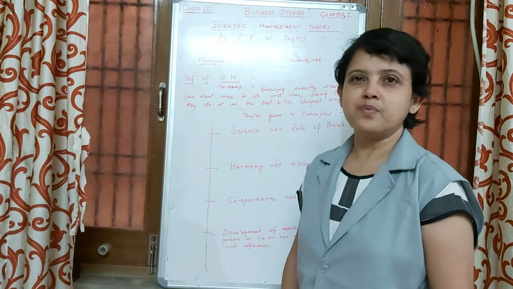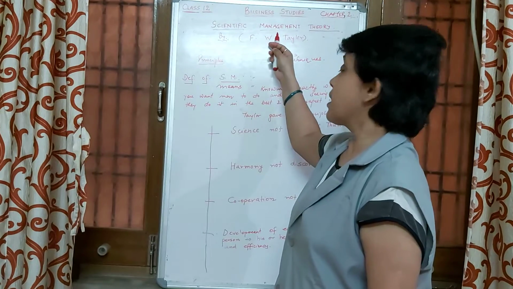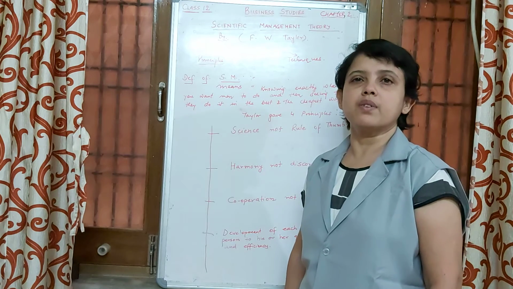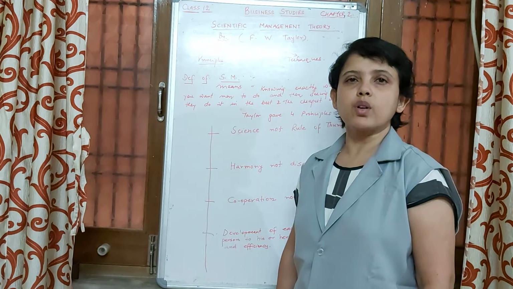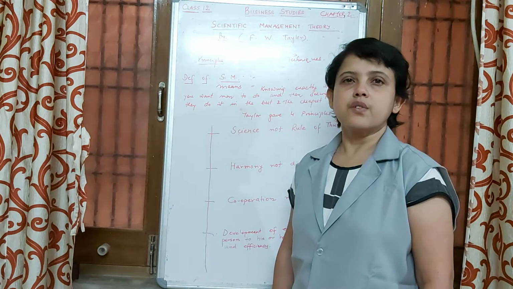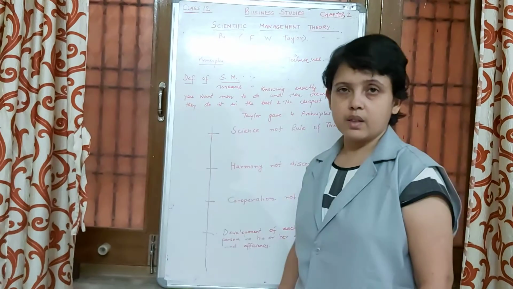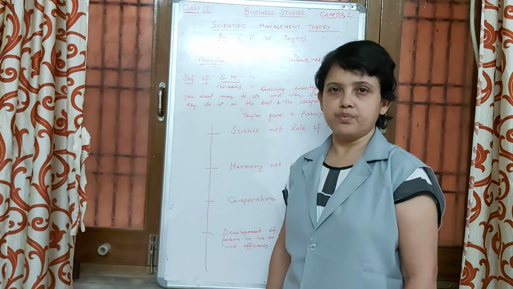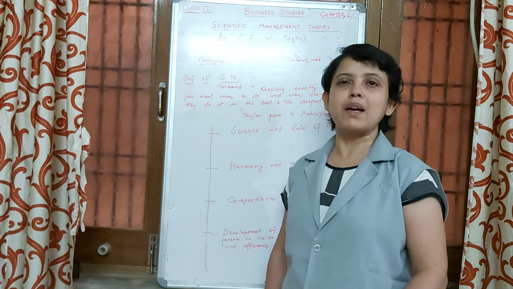Hello students, our today's topic is Taylor's scientific management theory. Now students, earlier also we have learned that in this chapter of principles of management, we will be talking about two classical theorists. One is Frederick Winslow Taylor, who has given the scientific management principles, and another is Henry Fayol, who is the propounder of administrative theory or general management principles.